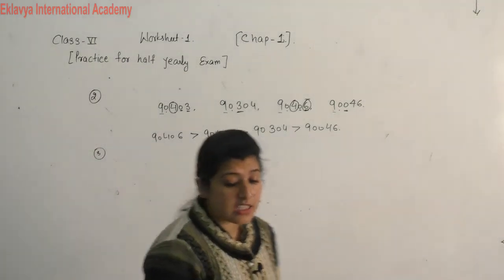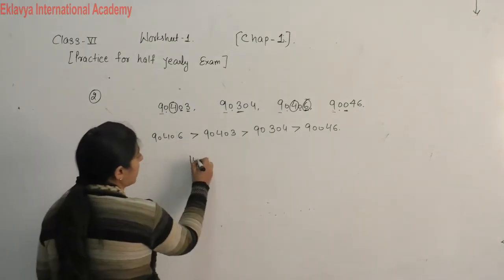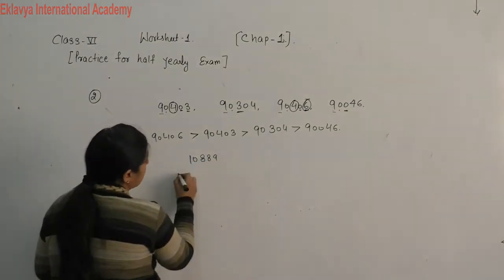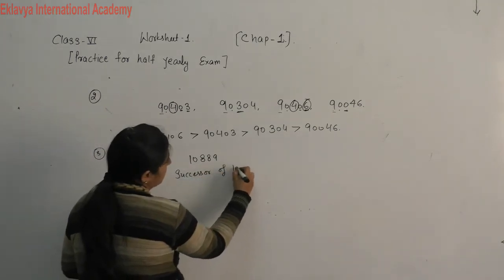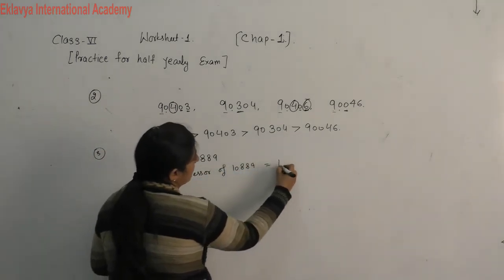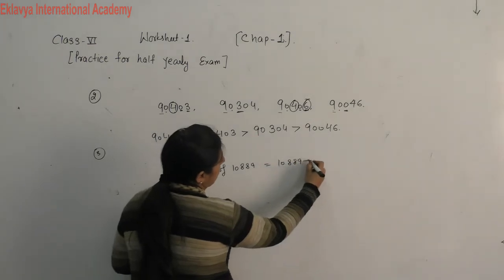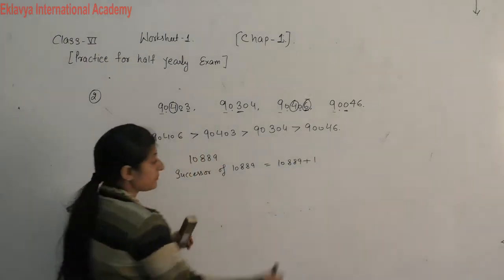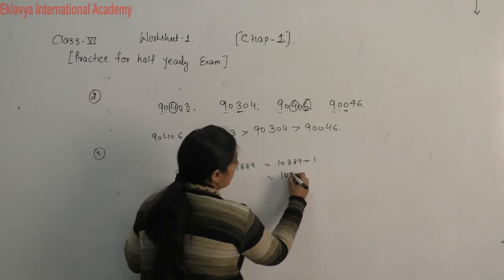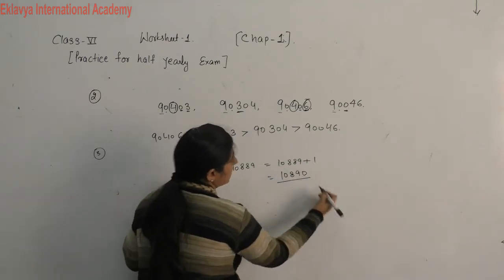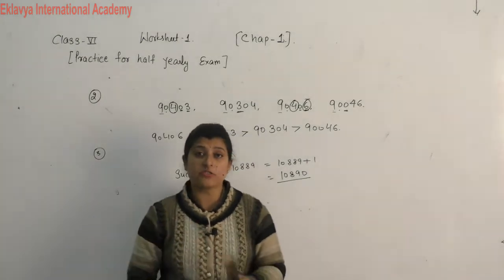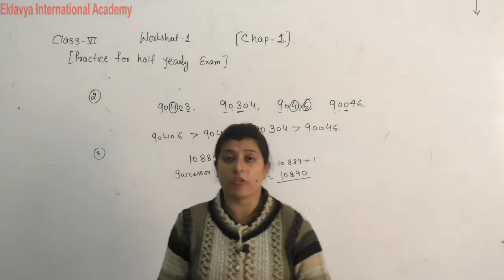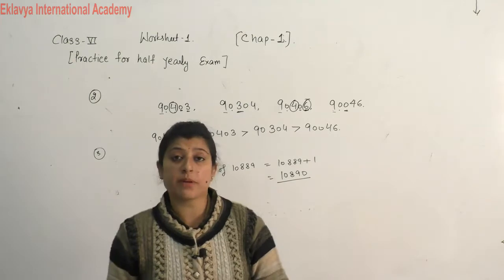Write the successor of. Whenever we want to write down the successor, then successor of 10889 is equal to 10889 plus 1, that is 10890. This is the successor. Successor means just the next number. What is the successor of 3? Just the next number, 4. Then the next number, 5.